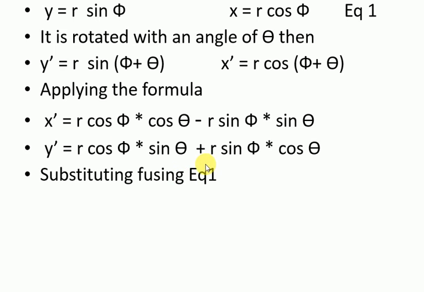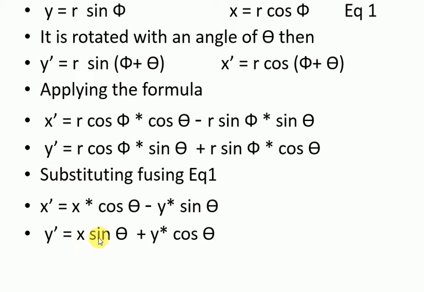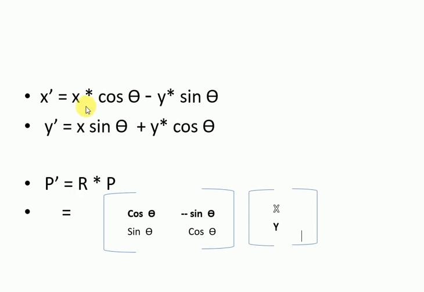Substituting these values into the equations, we have r cos phi equals x, so replace r cos phi with x. Then r sine phi is y, so replace r sine phi with y. So x dash equals x cos theta minus y sine theta, and y dash equals x sine theta plus y cos theta. Now x dash and y dash, you get it.